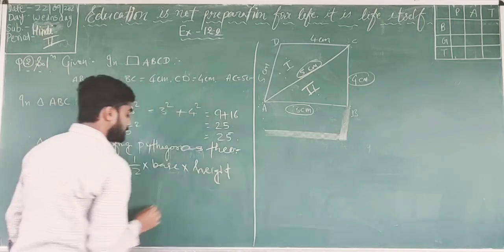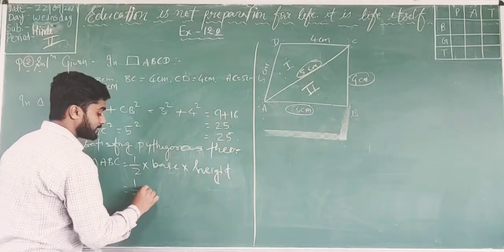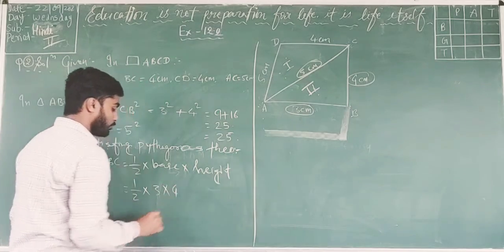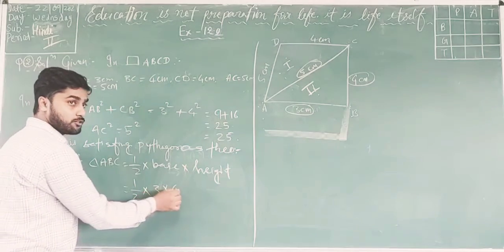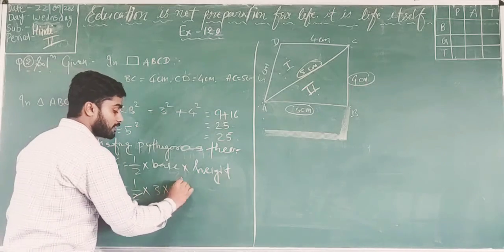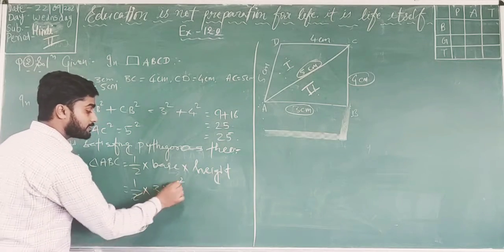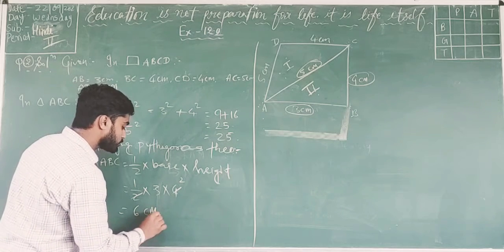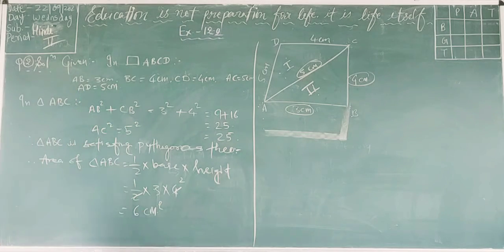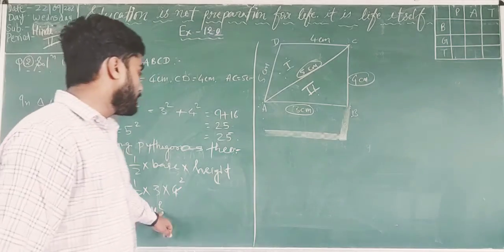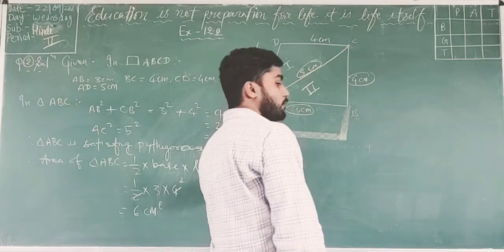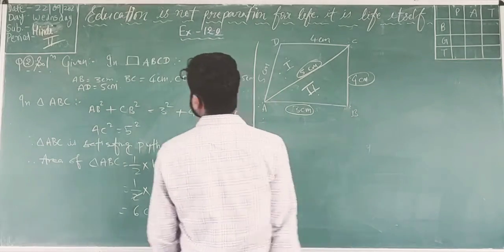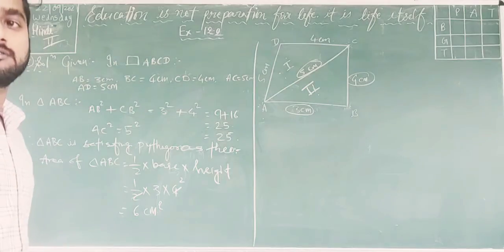So what is base here? What is height? 4. So 1 upon 2 multiply 3 into 4. 2 2s are 4. Now what is left there? 3 2s are 6, and 6 centimeter square, because in unit of area we will write square. Now we have triangle number 1.